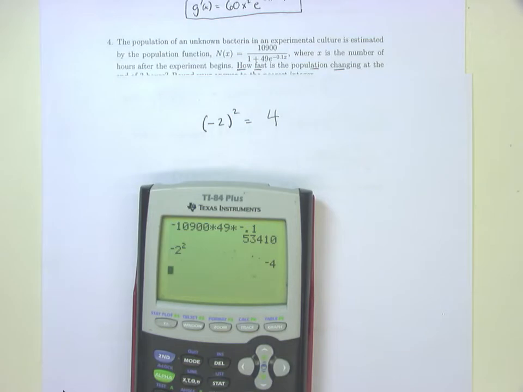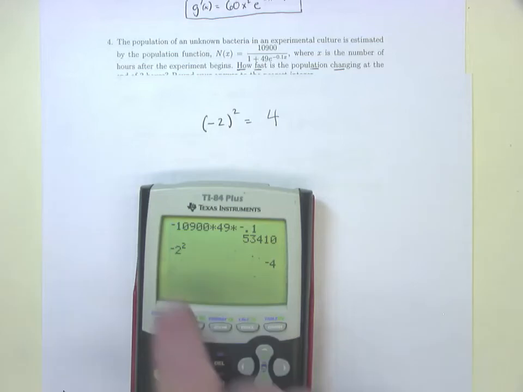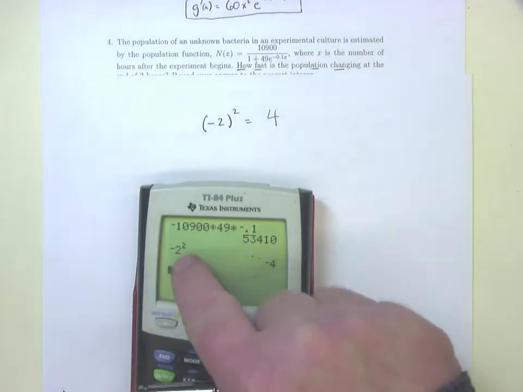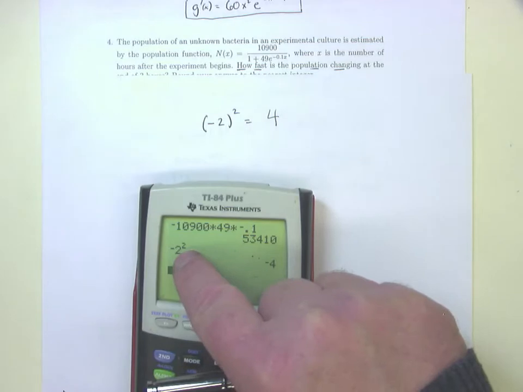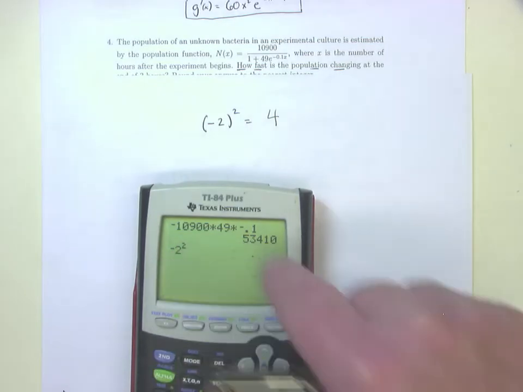Parentheses. Order of operations. What's your order of operations? You always do what's inside parentheses first, then exponents, then multiplication and division from left to right, then addition and subtraction from left to right. Your classic order of operations. Because there are no parentheses here, it does the exponent first, and as you see, the 2 is only being squared. Then you negate it. That's why it's -4.